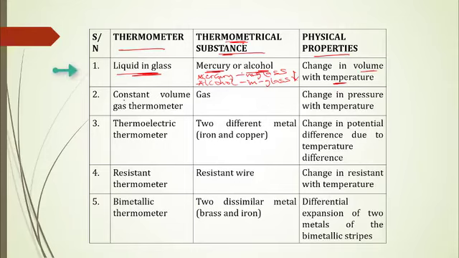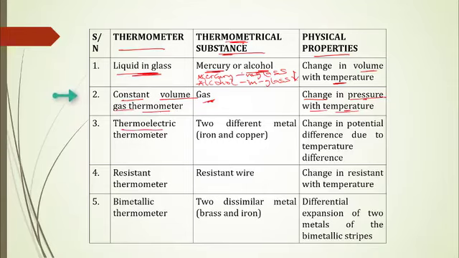The second kind of thermometer we have is the constant volume gas thermometer. As the name implies, its thermometric substance is gas. And as we know from the gas laws, that of Charles and so on, there is always a change in the pressure of the gas if there is a change in temperature. So temperature varies with pressure. When there is an increase or a decrease in temperature, the pressure of the gas reacts likewise. And this helps us to take readings using a constant volume gas thermometer.